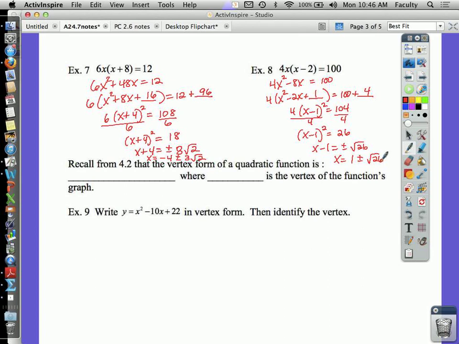Recall from 4.2 that vertex form of a quadratic function is y equals a times the quantity x minus h squared plus k, where h comma k is the vertex of the function's graph. So one of the uses of completing the square is to help you take a quadratic equation and put it in vertex form so you can read off the vertex easily. So if we look at example 9, it says write y equals x squared minus 10x plus 22 in vertex form.